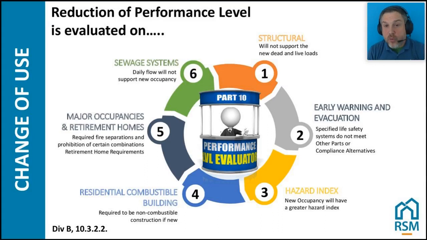Of course, hazard index. Anyone who's done the legal exam learns all about hazard indexes. If you have an occupancy with a higher hazard index in relation to the construction index, then we also have a reduction of performance level, and the evaluator is going to kick you out of Part 10 as soon as he finds out that you have that situation. Residential combustible construction: if you have an old building made of wood, but Part 3 would require it under 3.2.2 to be non-combustible, then that is a reduction in performance level, and you're going to be kicked out. Major occupancies in retirement homes: definitely there are separations between major occupancies, and there's this issue of having a retirement home with some other type of occupancy like residential. That's going to trigger a reduction in performance level.